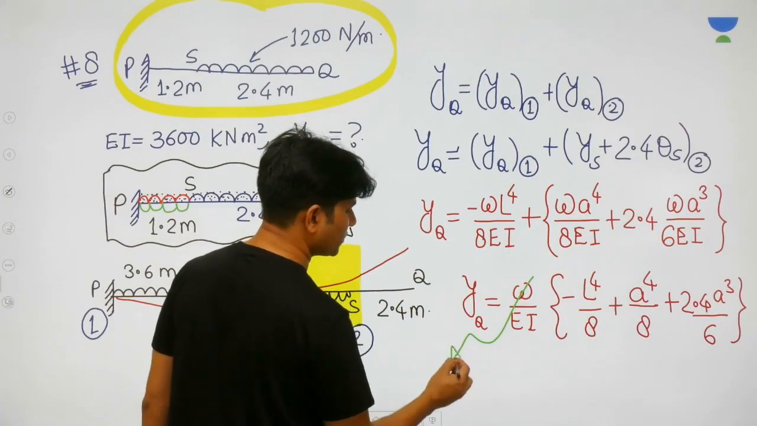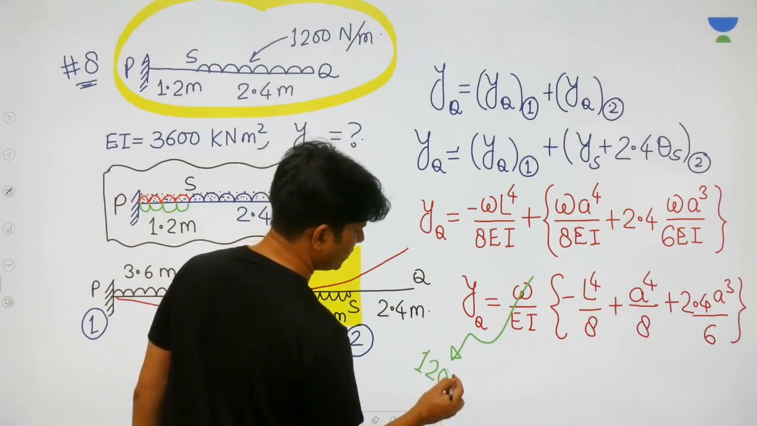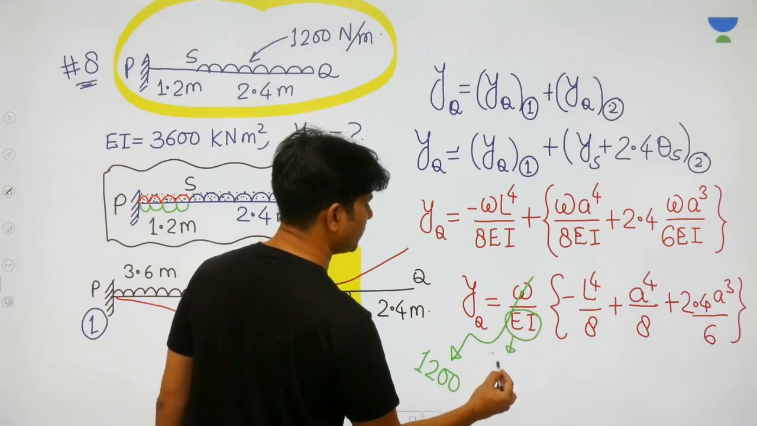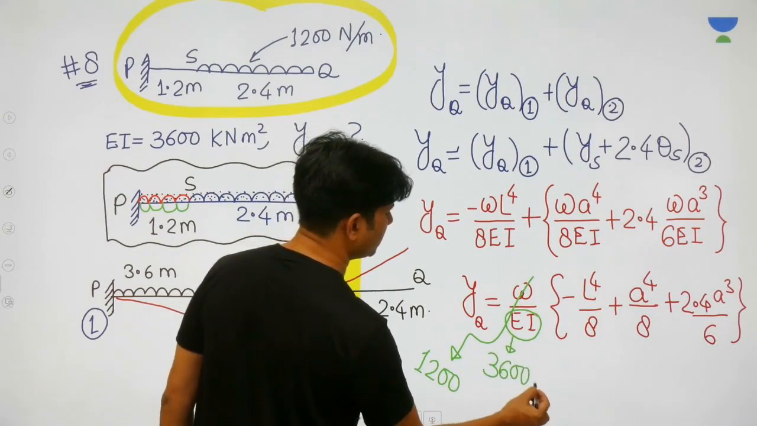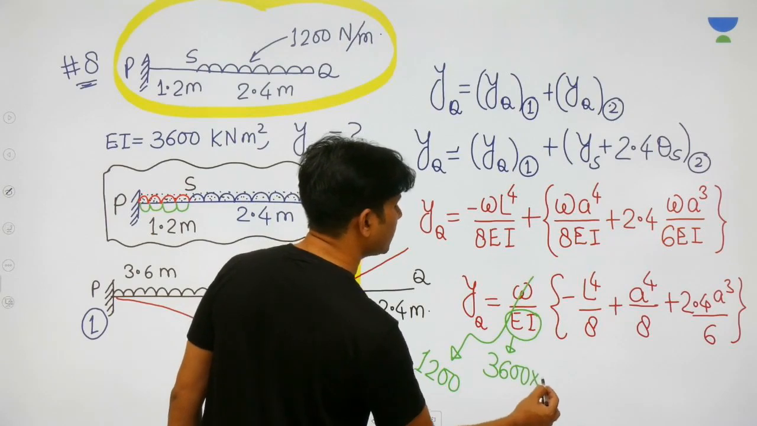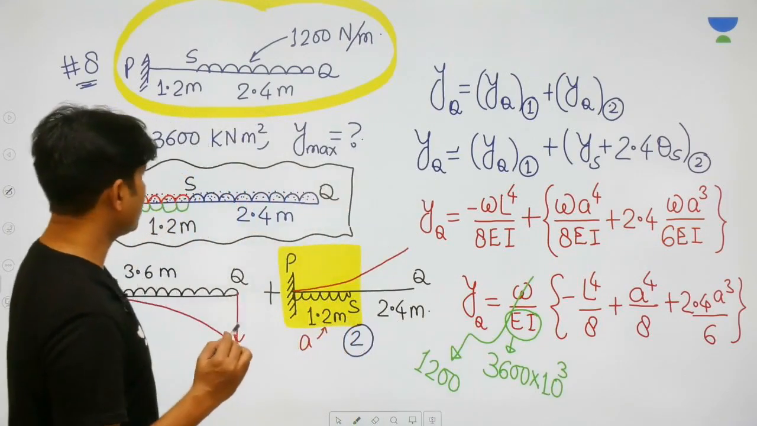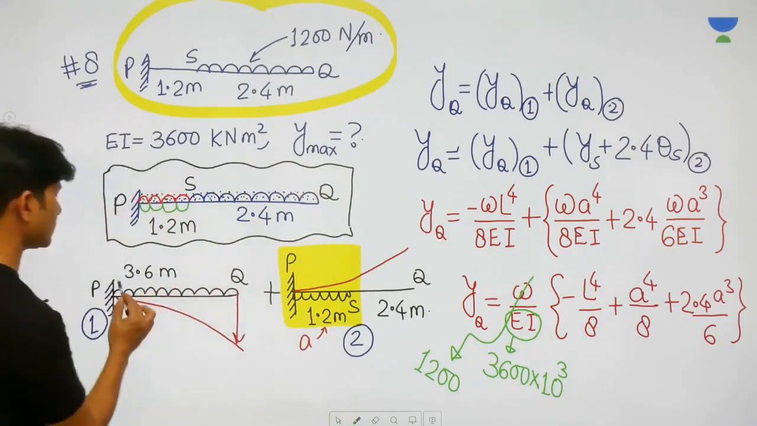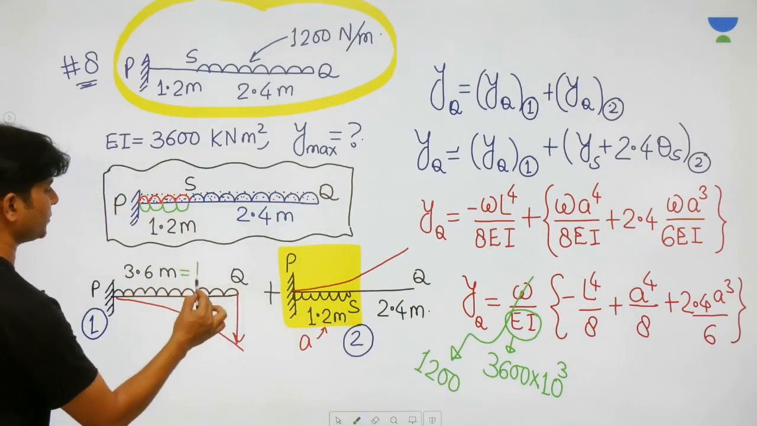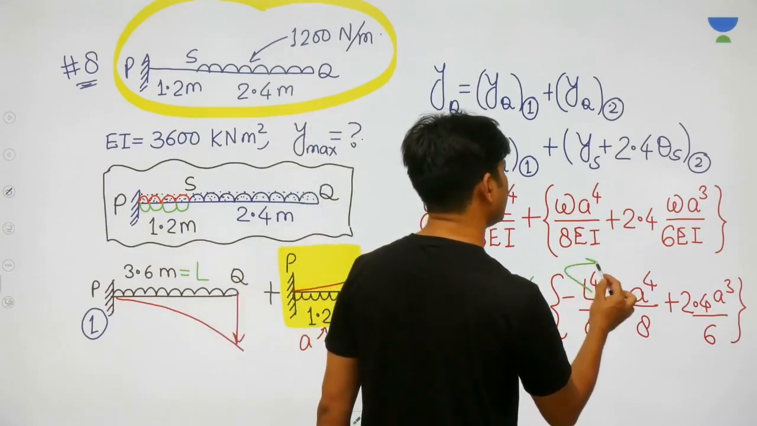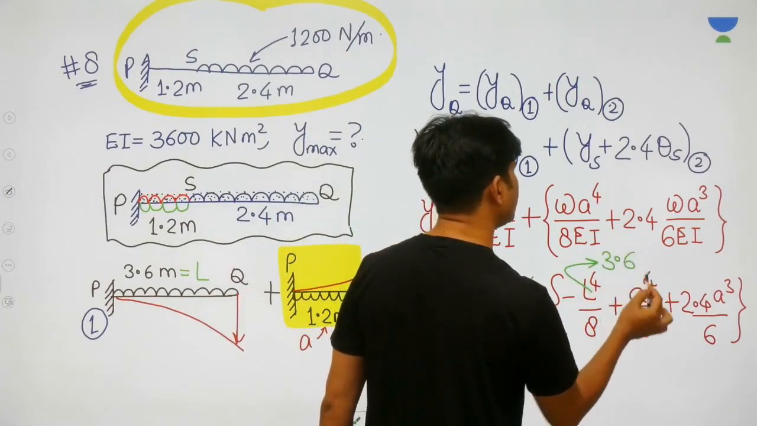So omega value is given to you, 1200 Newton per meter. Flexural rigidity EI value is again given to you, 3600 kilonewton meter square. Let me change it to Newton meter square. And then length of the first beam is how much? The length of the first beam is 3.6 meters.